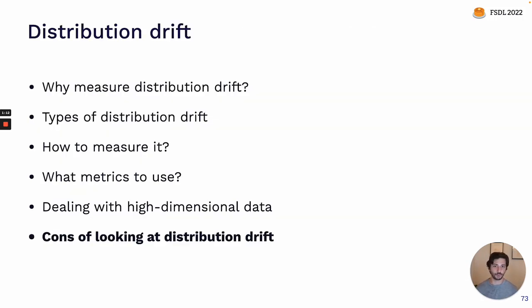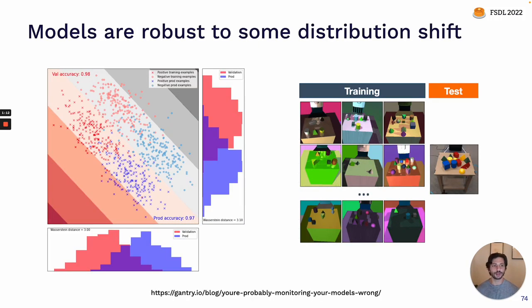Distribution drift is an important signal to look at when you're monitoring your models. And in fact, it's what a lot of people think of when they think about model monitoring. So why did we rank it so low on the list? Let's talk about the cons of looking at distribution drift. I think the big one is that models are designed to be robust to some degree of distribution drift.